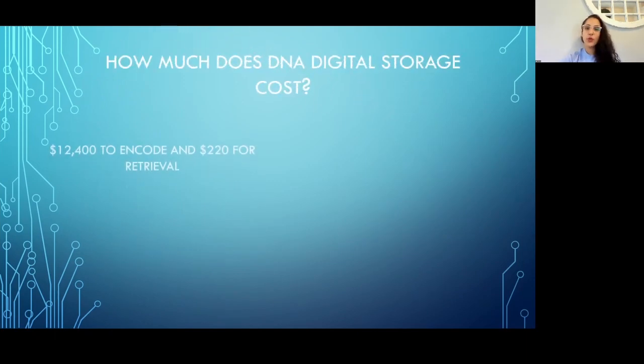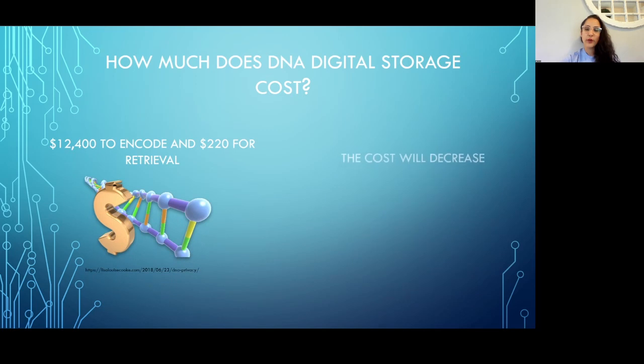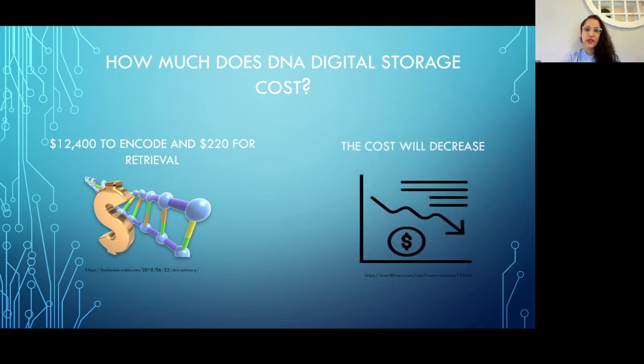Hi, my name is Anna, and I'm going to start by talking about prices. Well, the cost of encoding 1 megabyte is expected to be around $12,400. The decoding of the DNA sequence base costs around $220. It is currently quite expensive. However, the cost of DNA digital data storage will decrease. DNA storage is becoming more marketable and accessible as technology progresses. Although DNA digital data storage is not as popular as it once was, we will ultimately run out of physical space as we create so much data every day.